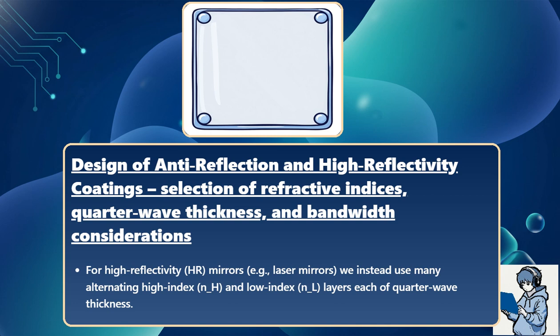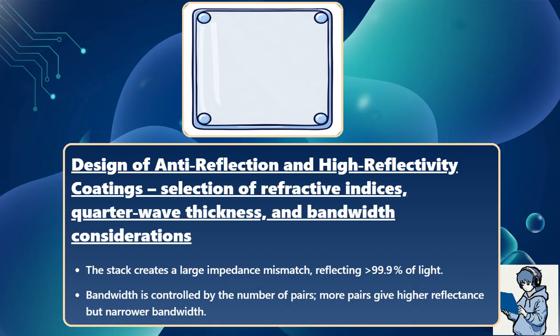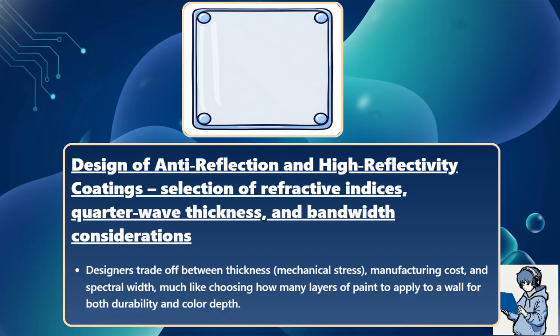For high reflectivity (HR) mirrors, for example laser mirrors, we instead use many alternating high index, n sub h, and low index, n sub l, layers each of quarter wave thickness. The stack creates a large impedance mismatch, reflecting greater than 99.9% of light. Bandwidth is controlled by the number of pairs. More pairs give higher reflectance but narrower bandwidth. Designers trade off between thickness, mechanical stress, manufacturing cost, and spectral width, much like choosing how many layers of paint to apply to a wall for both durability and color depth.